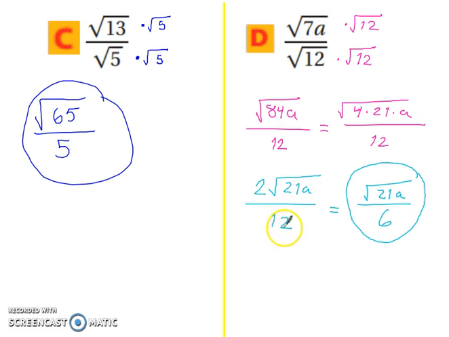We have one more step. We can simplify or reduce the fraction. So we divide both the top and the bottom by 2, and we end up with the square root of 21a over 6. And that concludes our video on multiplying and dividing radical expressions.